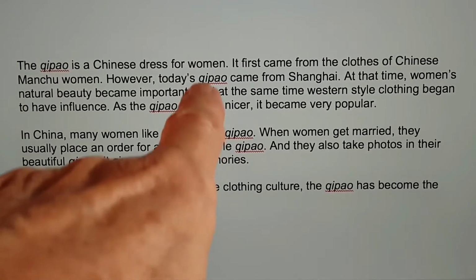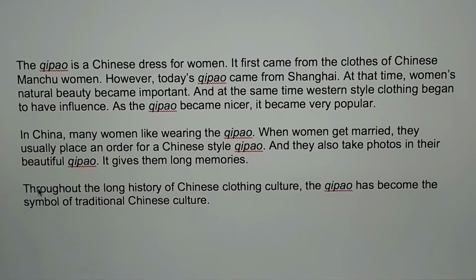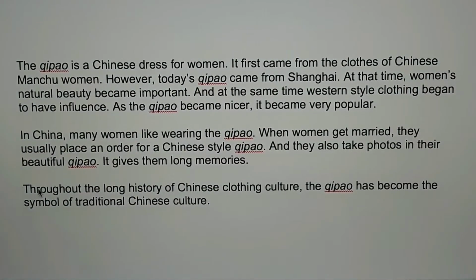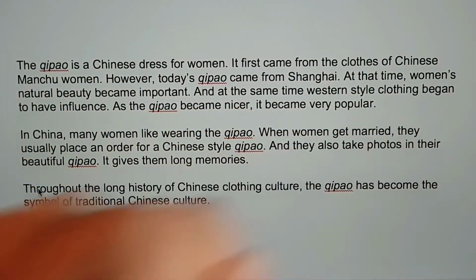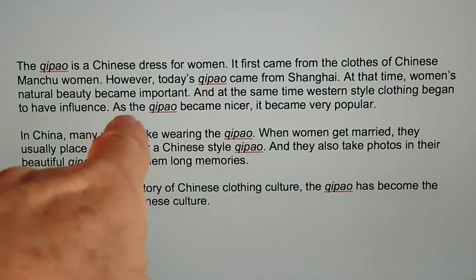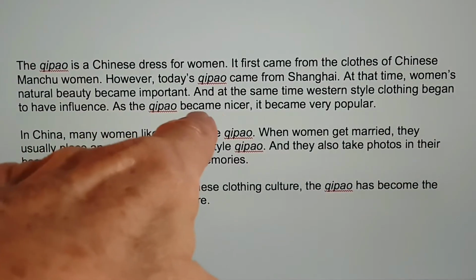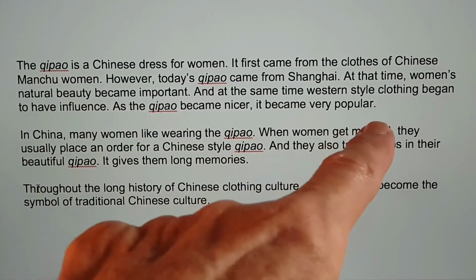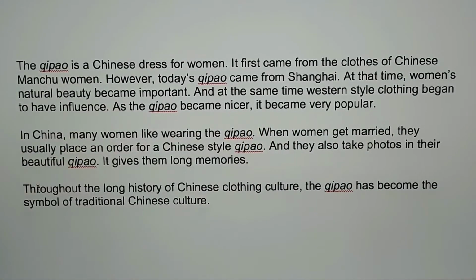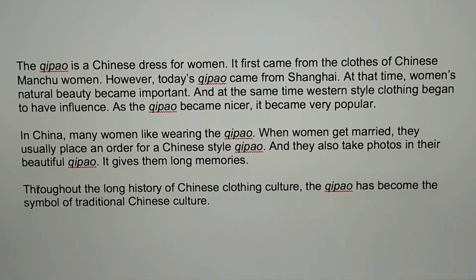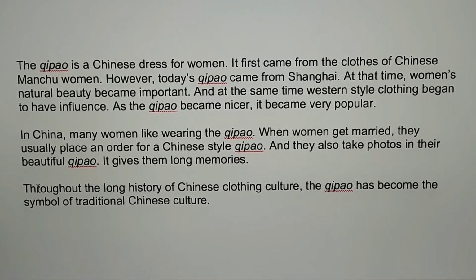Let's have a look. Starting a sentence with "and". That's not such a good idea. Try to, again, combine that sentence with this one. Third one down here. As the qipao became nicer, it became very popular. Can you think of another word that's better than nicer? Nicer is too nice. Another word will be better, perhaps prettier, something like that.